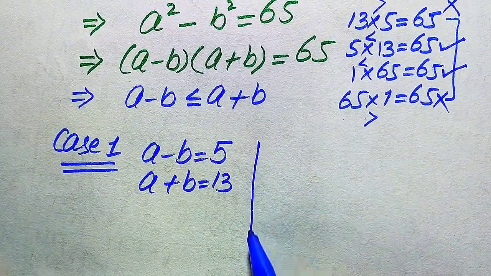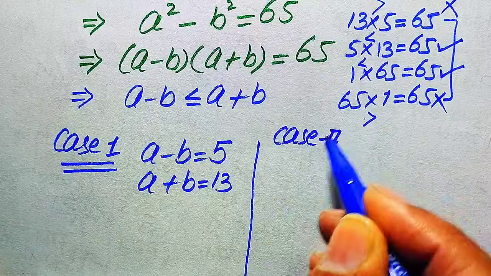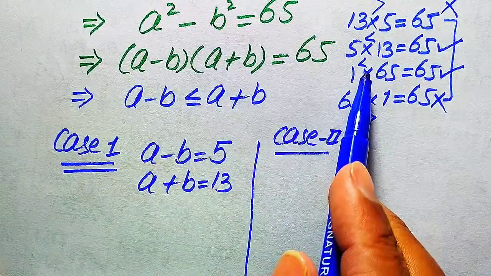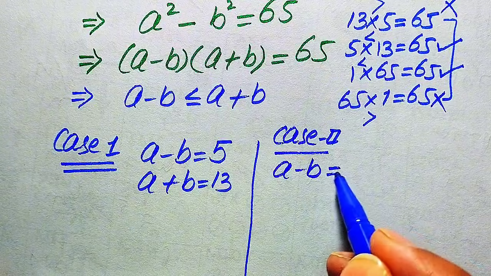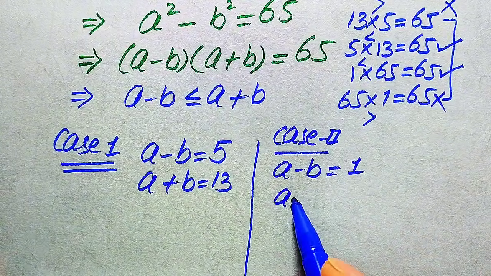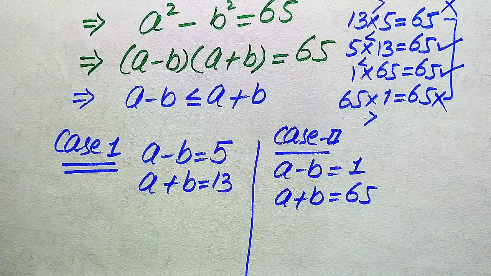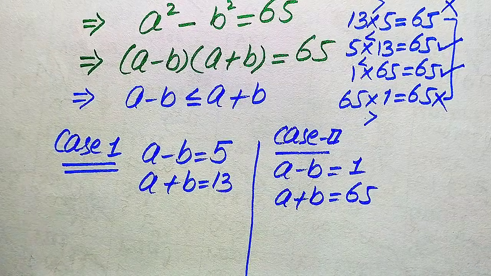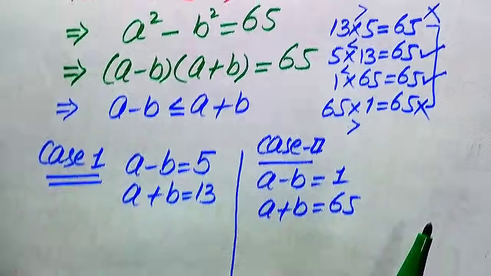So this is our first case, and here we write our second case, and in the second case we compare these two values with these two factors, and we get a minus b equals 1 and a plus b equals 65. Here you remember that our target is to get the values of x only. Okay, here we need to find the values of x.